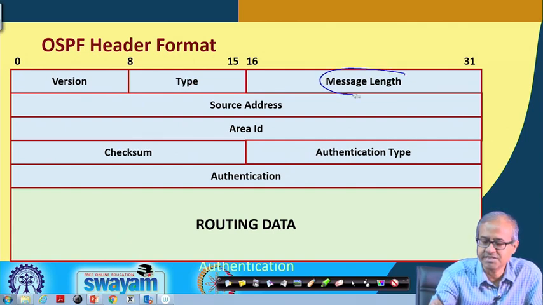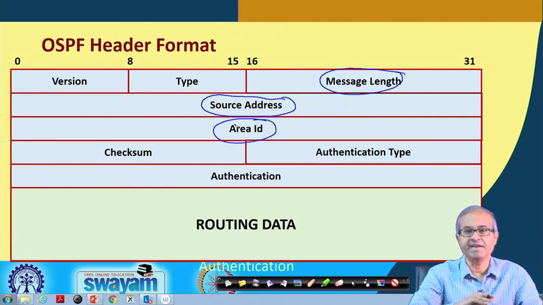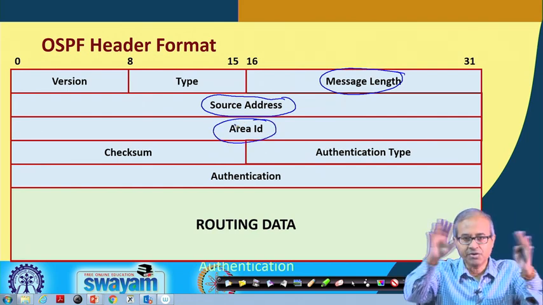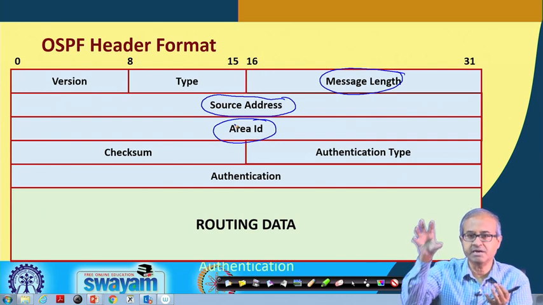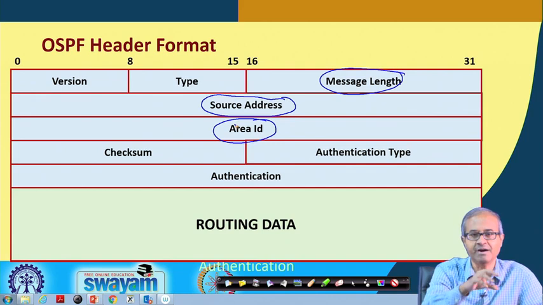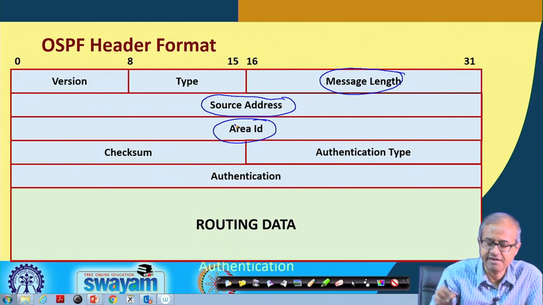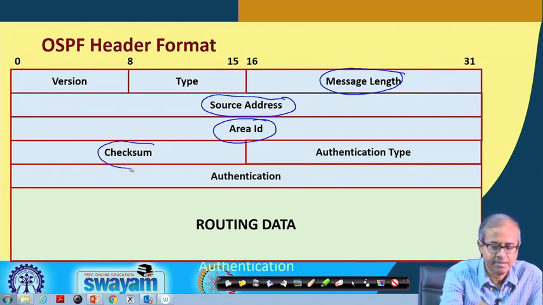The length of the message is 16 bits. Source address, from where it is coming. Area, here there is a concept of an area. Well, I am not going into detail again. Inside an autonomous system, there is a concept of a zone or an area. You can identify an area, and each area can be given some ID or an address. So, this area ID will contain the ID of that particular area.